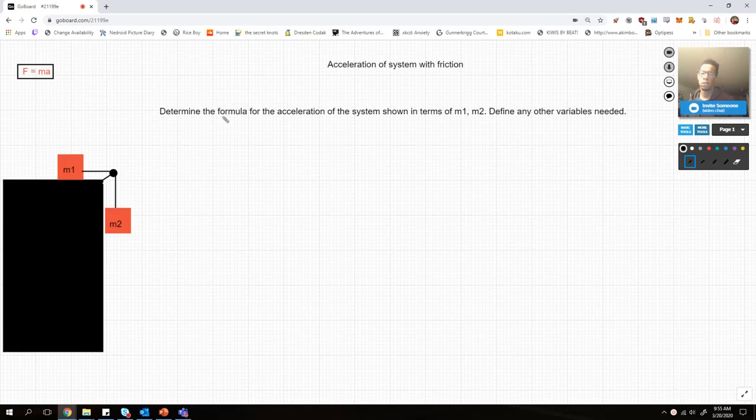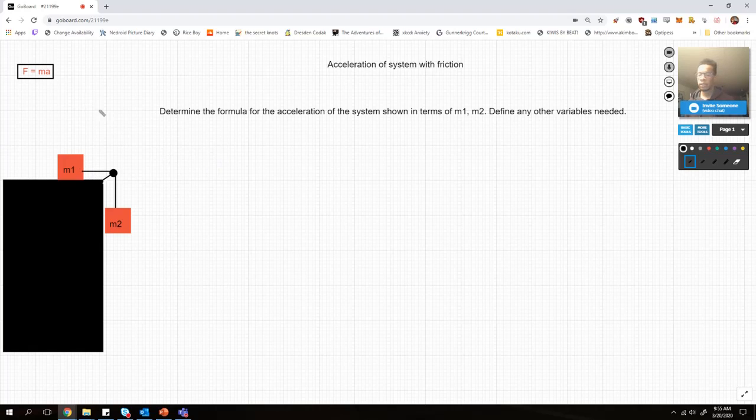And it says, determine the formula for the acceleration of the system shown in terms of m1, m2. Define any other variables needed. Kind of an open-ended question, but I'll just solve this the way I normally solve this and what usually the professors at MSOE expect.